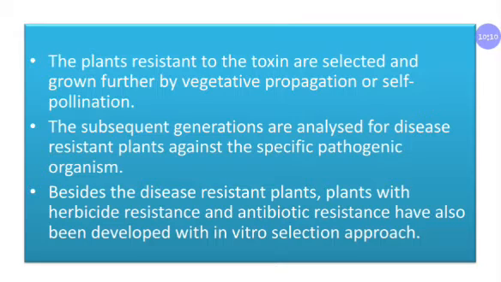The plants which are resistant to the toxin are selected and further grown by vegetative propagation or self-pollination. Further, the subsequent generations are analyzed for resistance to this particular disease against this specific pathogenic organism. And not only disease resistant plants, we can also develop plants which are resistant to herbicide, antibiotic, etc. using this approach.